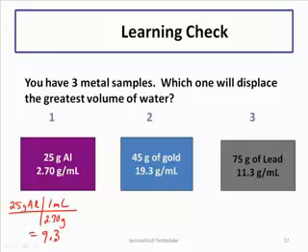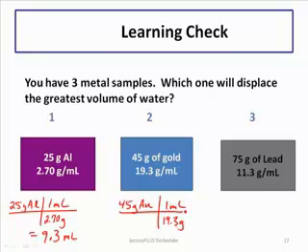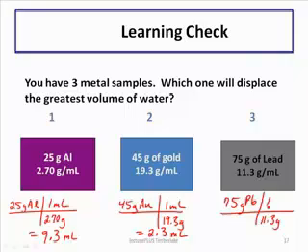So I get 9.3 milliliters. And then I have 45 grams of gold as my given, and 19.3 grams is 1 milliliter. So I have 45 divided by 19.3, so 2.3 milliliters, and then 75 grams of lead, and I have 11.3 grams is 1 milliliter of lead. So 75 divided by 11.3, and I get 6.6 milliliters for that one. So the answer is aluminum.